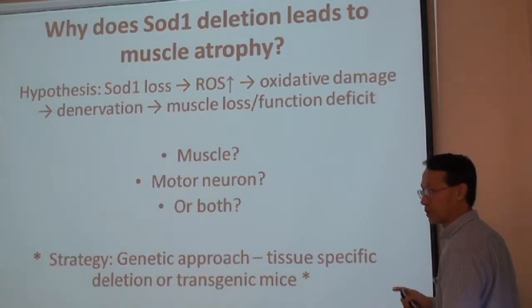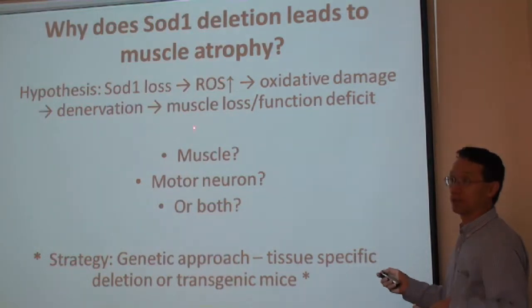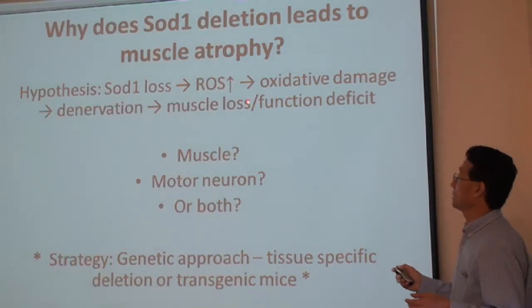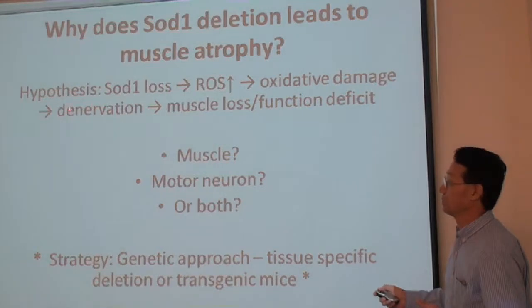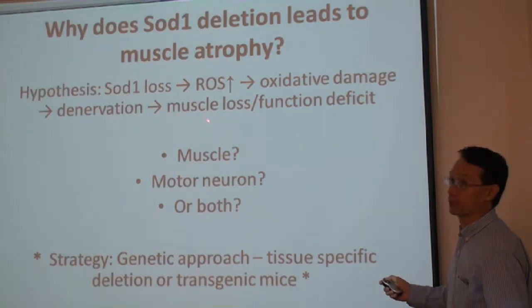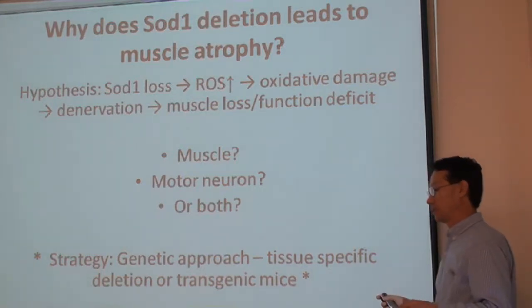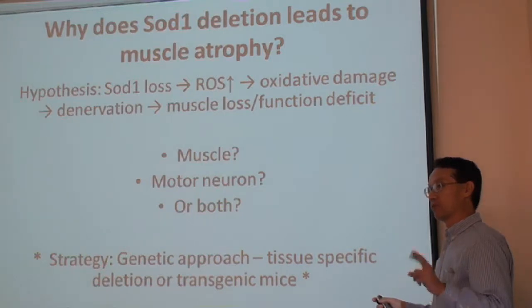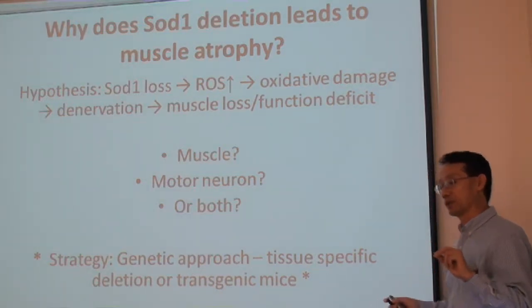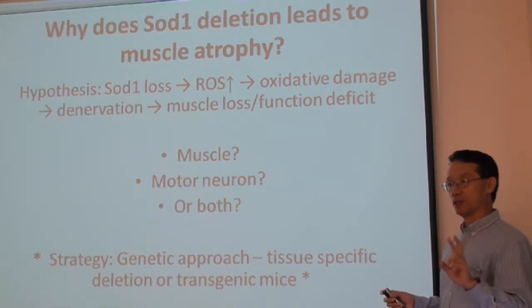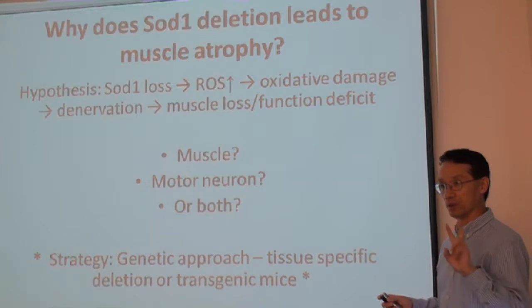So we ask why the deletion of SOD1 leads to muscle atrophy. The hypothesis is that SOD1 loss leads to the increase of reactive oxygen species, which leads to oxidative damage, which further leads to degeneration because of the death of the motor neurons, and leads to the muscle loss, the death of the muscle fibers, and also the function deficit. One of the things coming to our mind is that the neuromuscular junction is composed of two compartments, one from the motor neuron, the other from the muscle. We want to know the SOD1 loss in which compartment contributes more to the muscle loss. Is it the neuron or the muscle fiber, or do they need both?